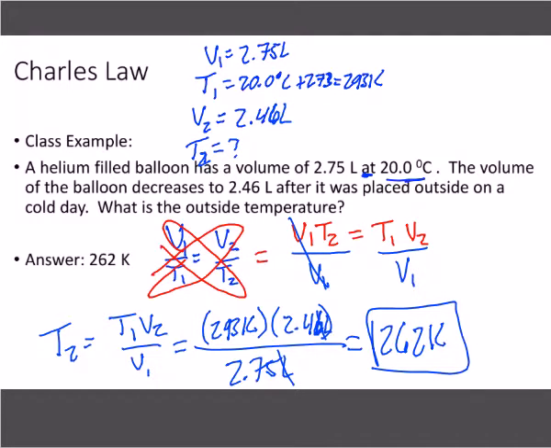262 Kelvin. Now let's think about it. Does our answer make sense? We know that this is a what type of relationship here? Direct. It's direct. So that means if we take a look, guys, V1 went from 2.75 liters down to 2.46, so it went down. What should our temperature then do if it's a direct relationship? Did it go down, 293 to 262? Absolutely. So you've got a little built-in check if you can remember what the relationships are like with these simple ones to know what's going on.